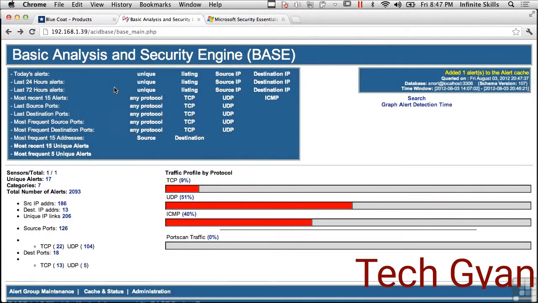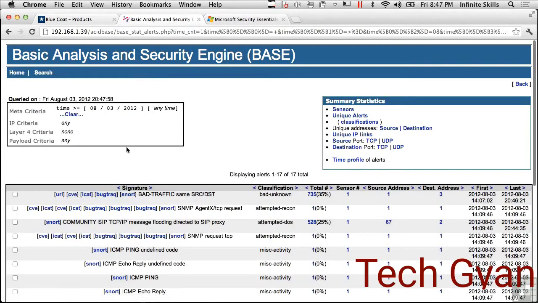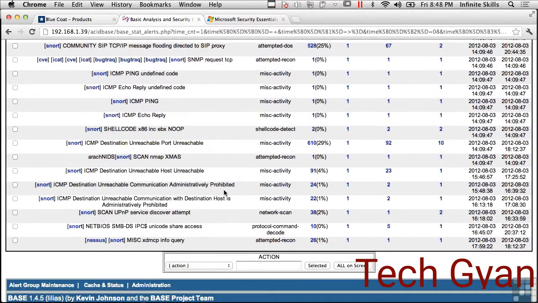So we can go back to BASE now that we've taken a quick look at Snort, and you can see the different alerts that have popped up from Snort. I'm going to take a look at the unique ones. You can see there's a shellcode alert. And shellcode could be something to do with a piece of malware. It could suggest that somebody has tried to break into a program, so there may be some malicious behavior or malicious intent with that one.